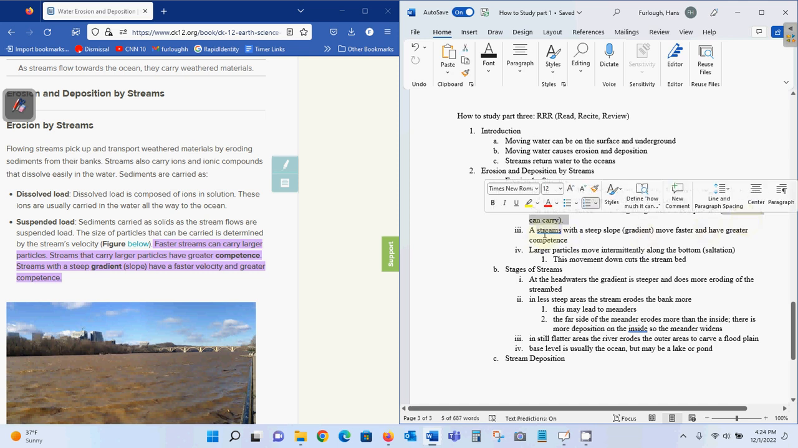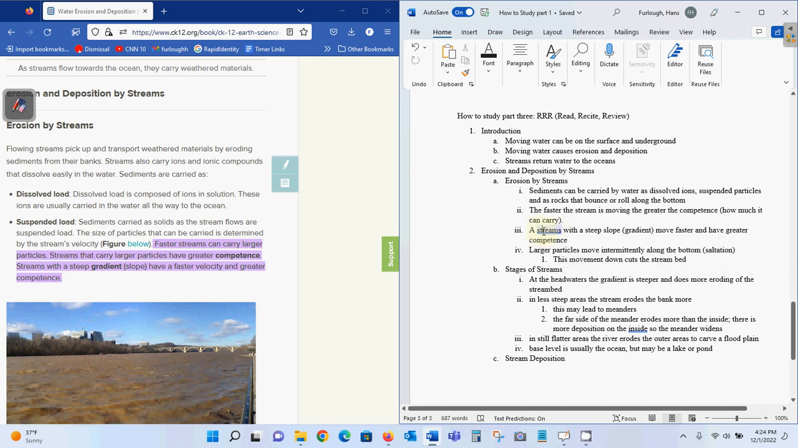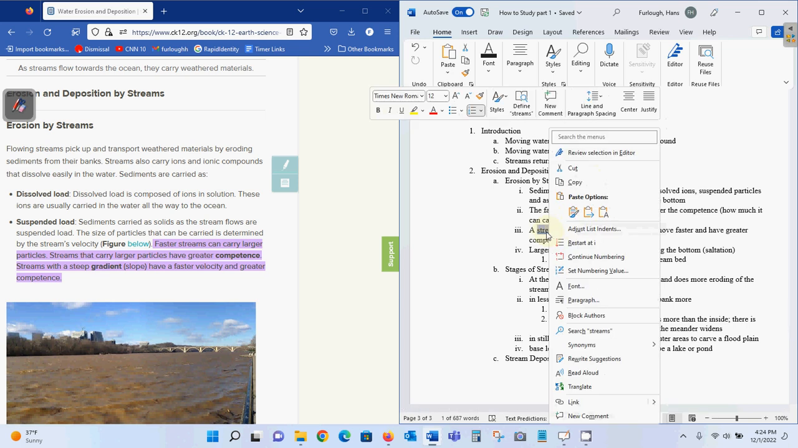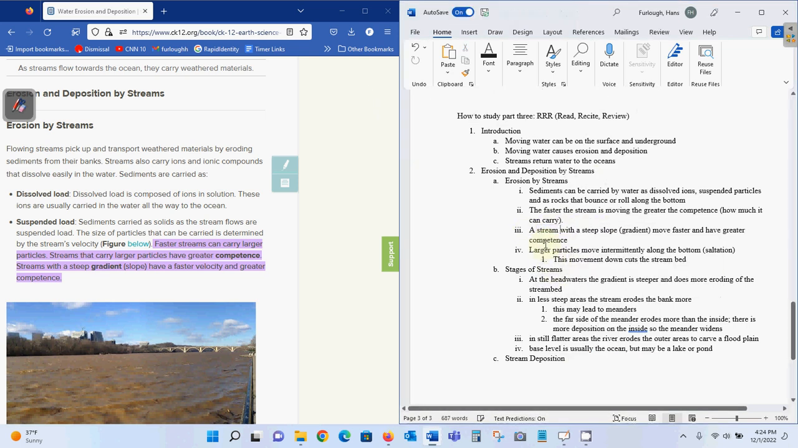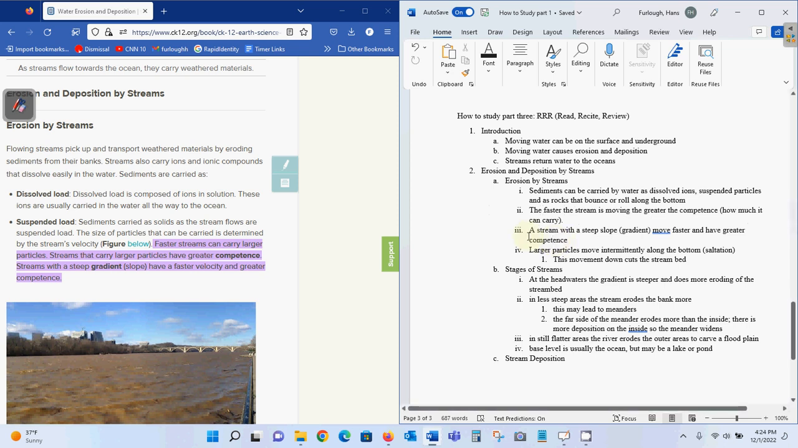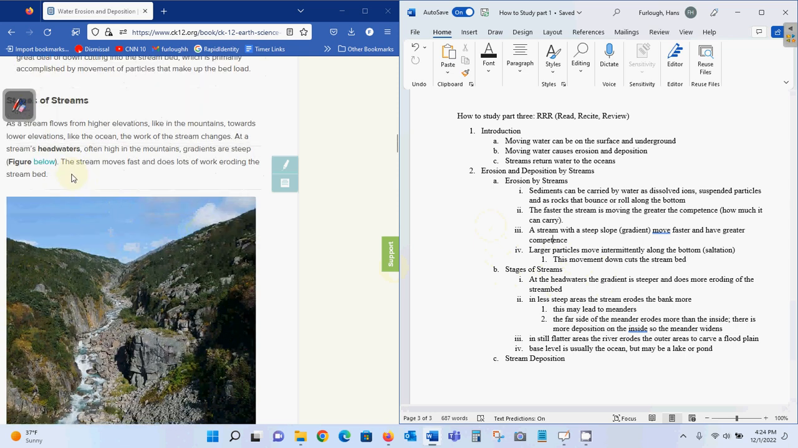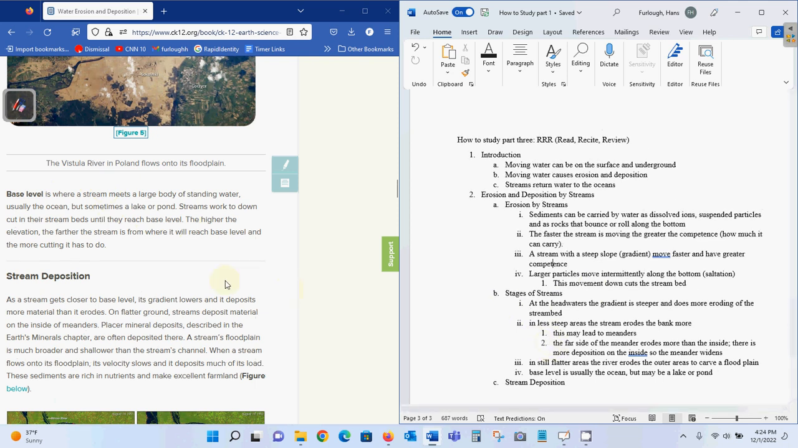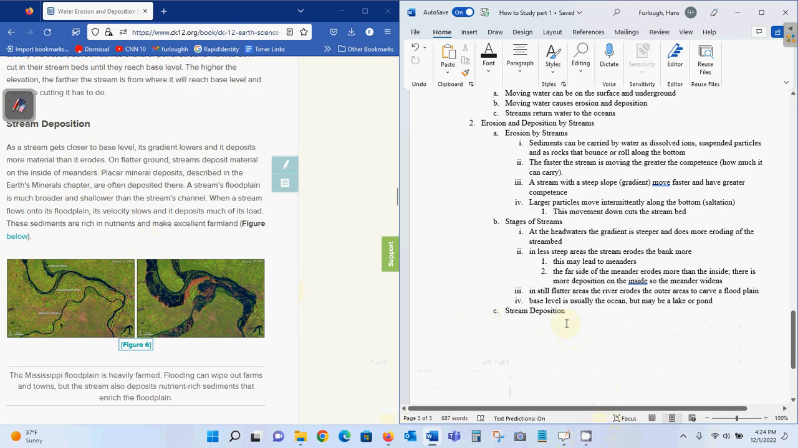And then I also have a steep slope, moves faster, greater competence. I'm not defining competence again. If I don't know what it is, I'm going to look back at my vocabulary. But at this point, you should have an idea. And then I have stages of streams, all right? And it runs through there, and I have that information. And then I would keep going, and I would have stream deposition.